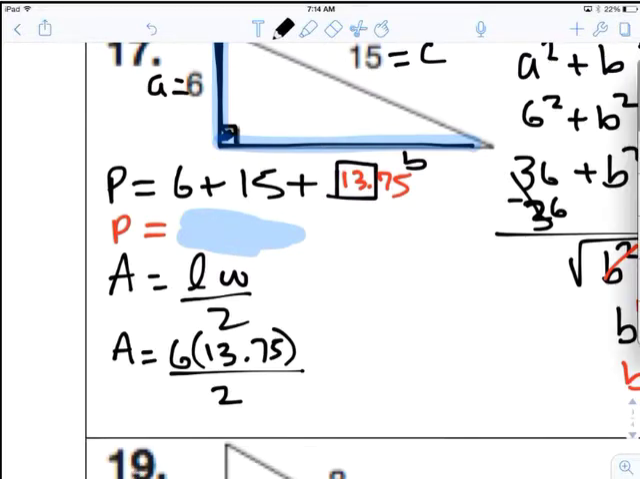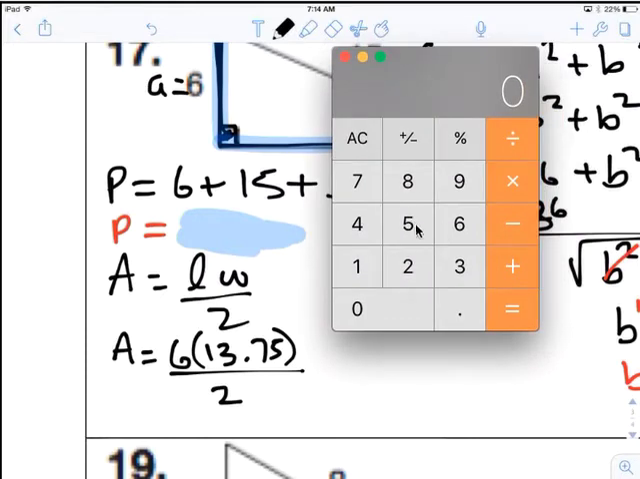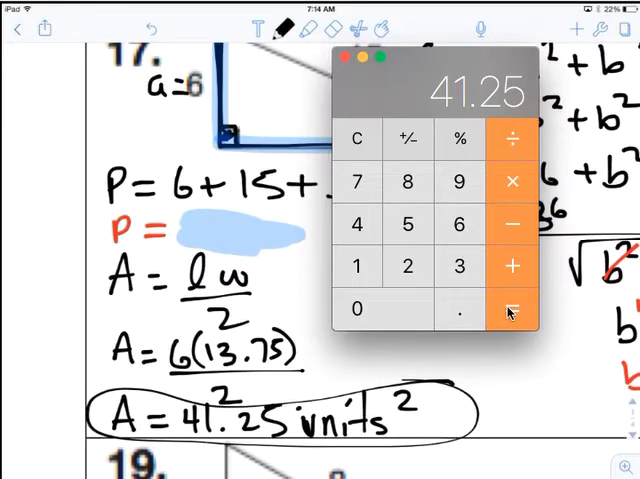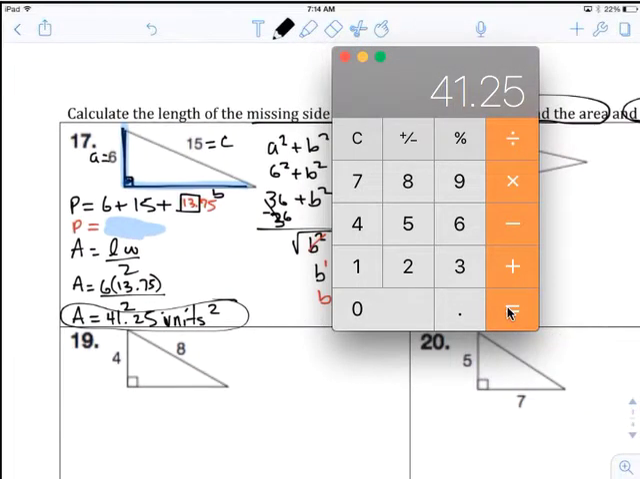On your calculator, 6 times 13.75 divided by 2. 41. The area is 41.25 units squared. There's no units, so just put units squared, whatever the unit is squared.